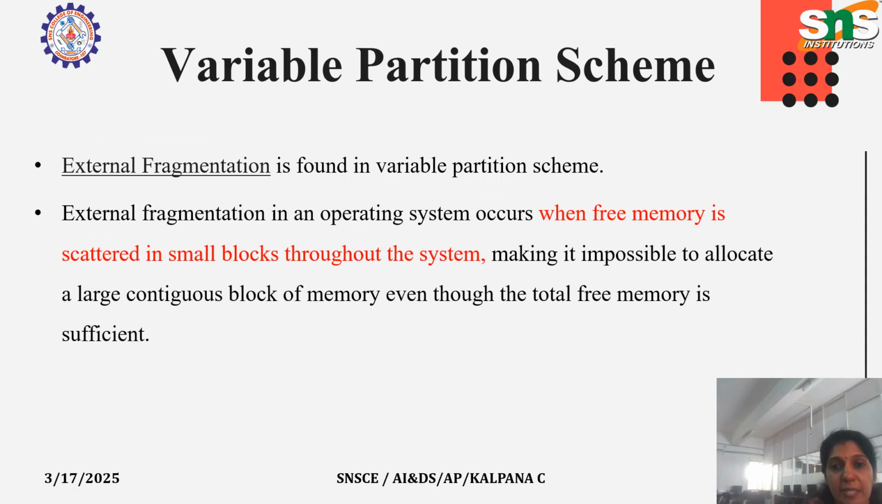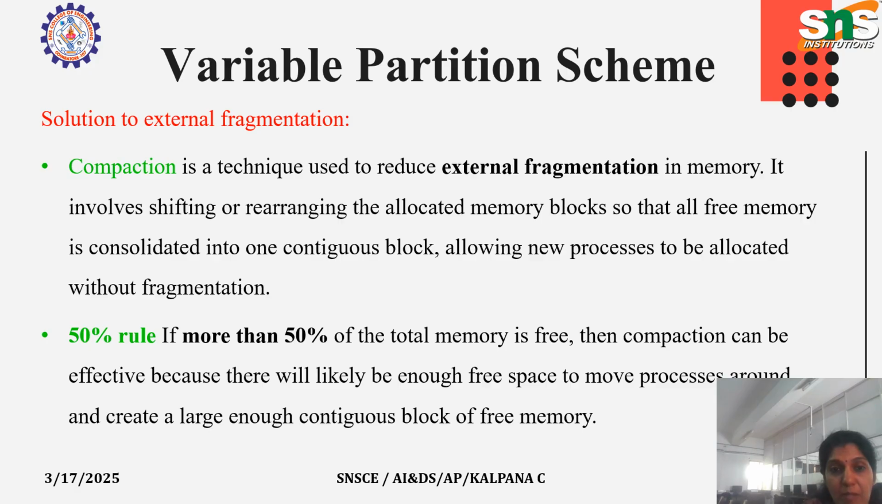So this is your variable partition scheme. Here, as I told you, external fragmentation may happen. So what is this external fragmentation? It occurs when free memory is scattered in small blocks throughout the system. We call it external fragmentation. To overcome that external fragmentation, we have a solution like compaction, and we need to follow the 50% rule.